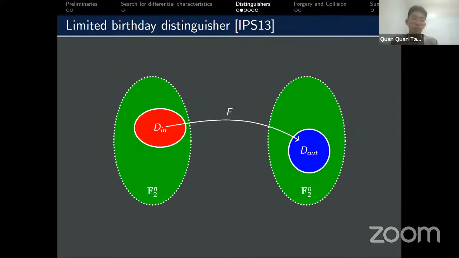So the first distinguisher that we have is the limited birthday distinguisher. In this distinguisher, we want to find out the cost of, let's say I have two plaintexts, x0 and x1, that have a difference in d_in, and we want to ask how many pairs we need in order for, if I map them x0 and x1 with the function f, we will get a difference that is in d_out.